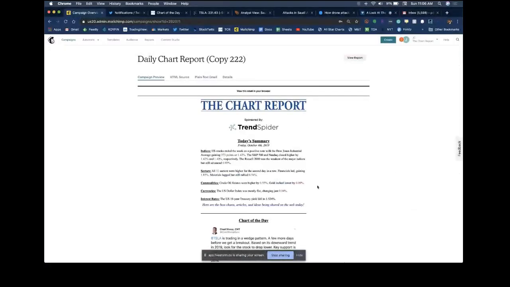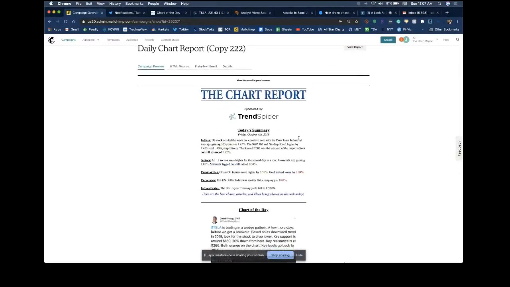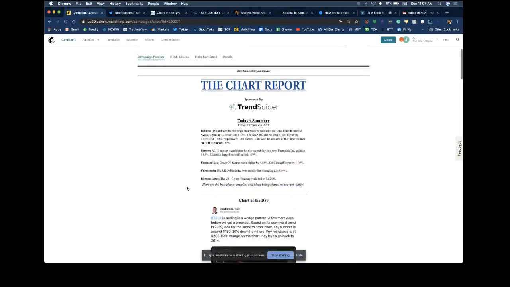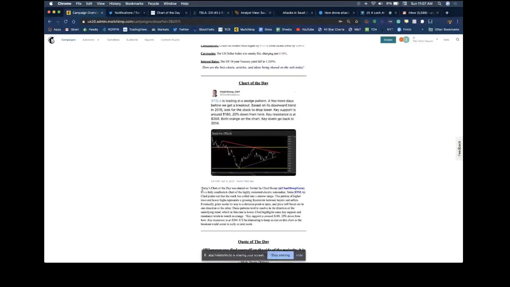Yeah, so this is basically what the daily email looks like. You have our favorite sponsor right here. And there are about five elements. We have a summary where we hit on different asset classes. Then we have the chart of the day. I try to find something that really stands out to me, or if there's a big move in a stock that day or something interesting, I try to highlight it there.